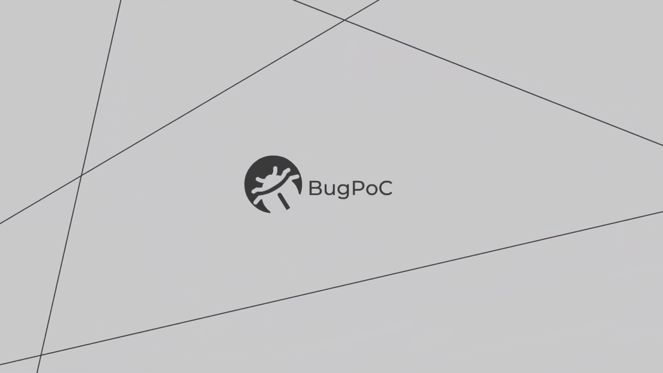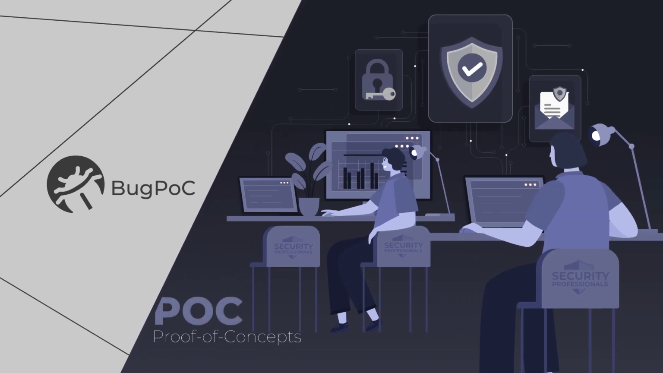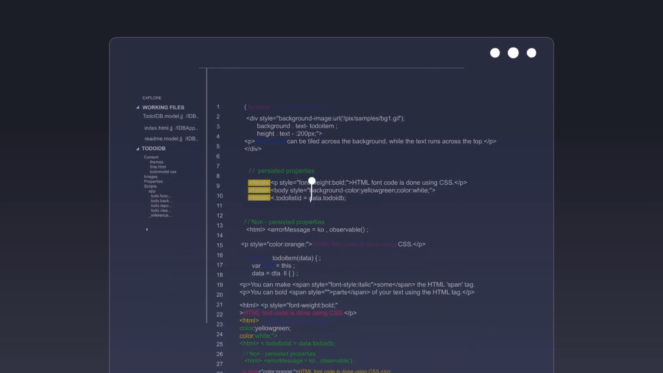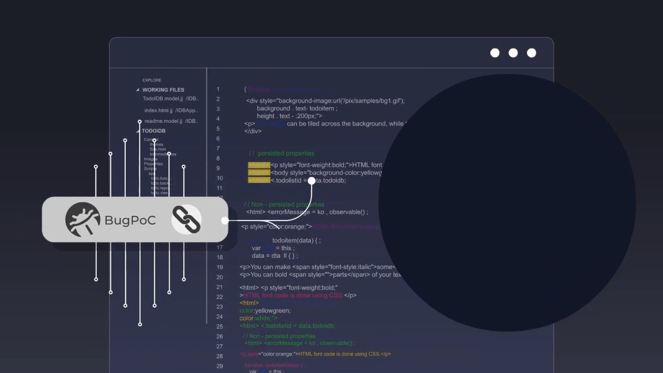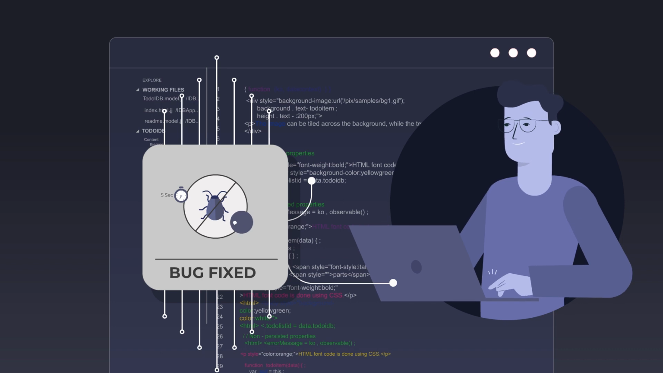Until now. Introducing BugPoC. BugPoC is a platform for security professionals to build and share proof of concepts. If your bug report contains a BugPoC link, you can rest assured that your developers will be able to reproduce the issue instantly without any overhead or confusion. This means the issue gets fixed much faster.